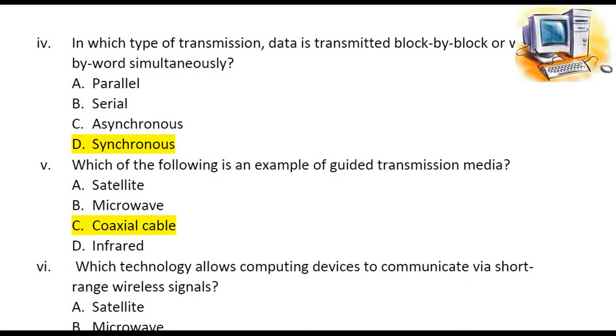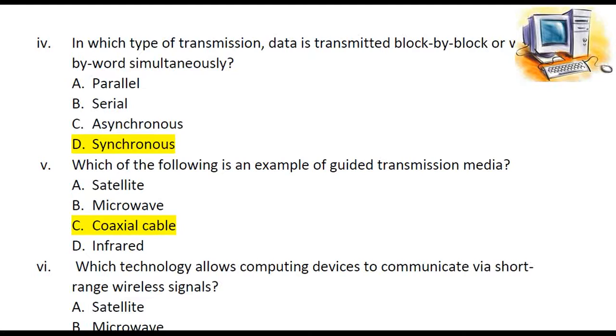Fourth MCQ says: in which type of transmission is data transmitted block by block or word by word simultaneously? The correct option is option D, that is synchronous. Here you can see correct options are highlighted with yellow color. So option D is the correct answer.